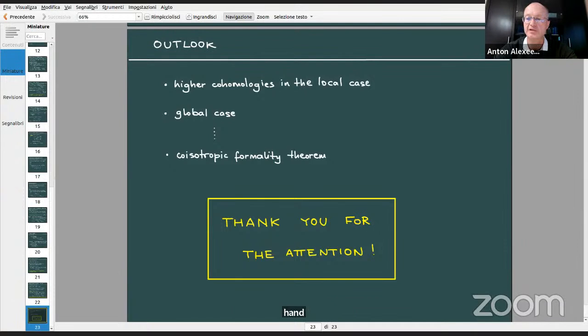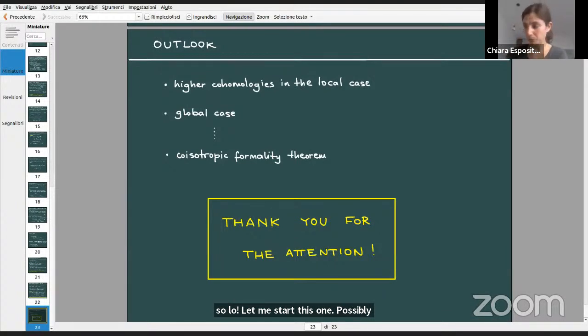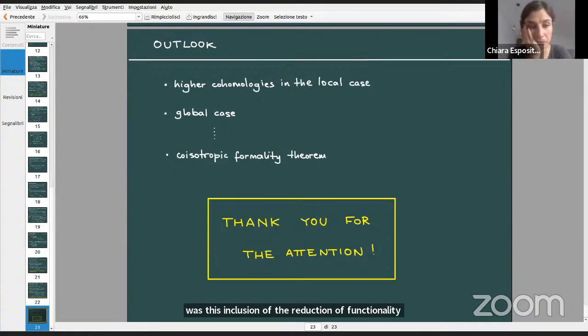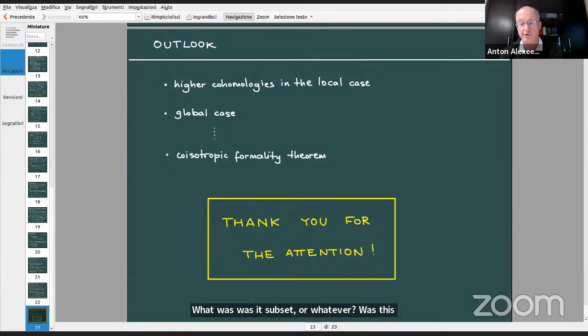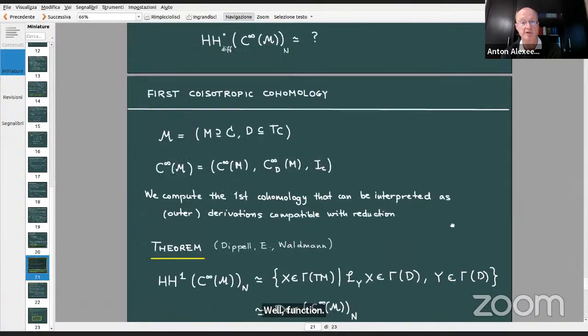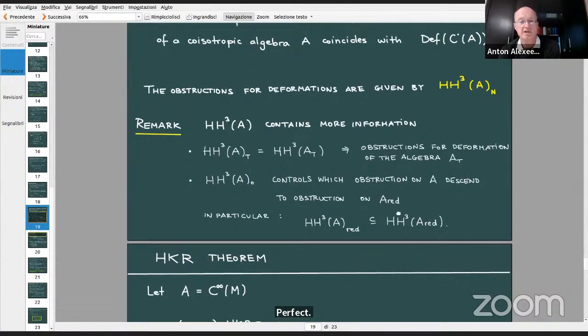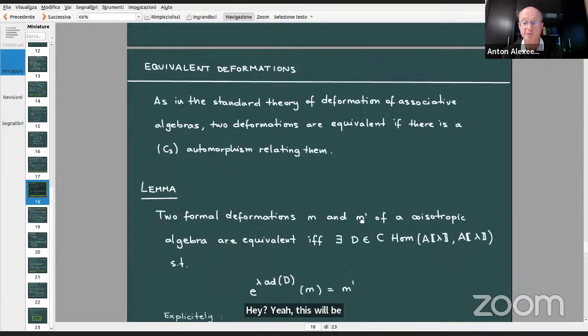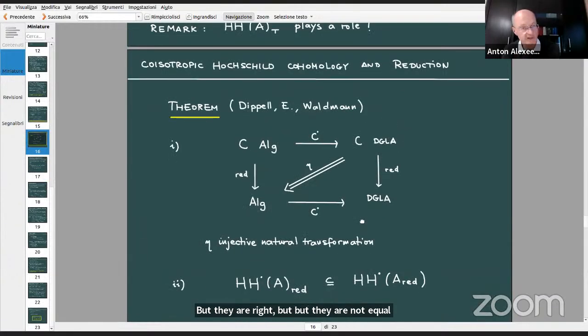So let me start with one possibly naive question. There was this inclusion of the reduction of Hochschild cohomology, which was a subgroup of the Hochschild cohomology of the reduced algebra, right? Could you say a little bit more about it? A naive expectation would be that they should be equal, but they're not equal. Does it mean something in particular? Does it mean that our definition is wrong, or does it measure something with the difference?